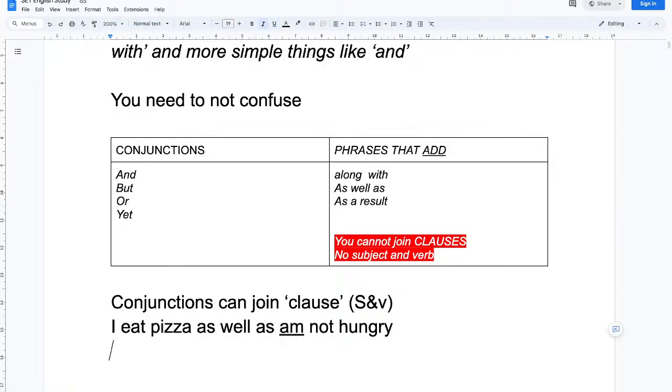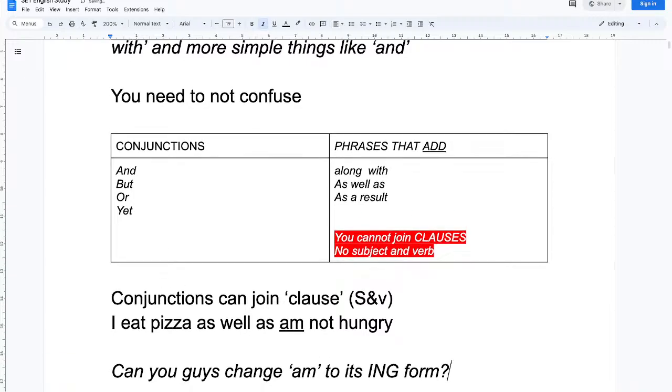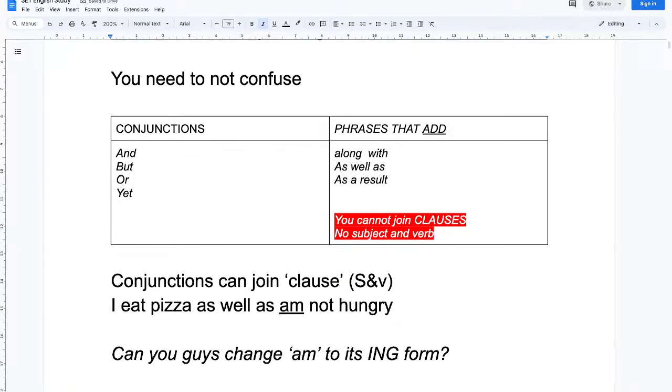I want you guys in the chat. Can you guys on Facebook, on YouTube, change "am" to its ing form? Shani, can you do it? Anna, can you do it?